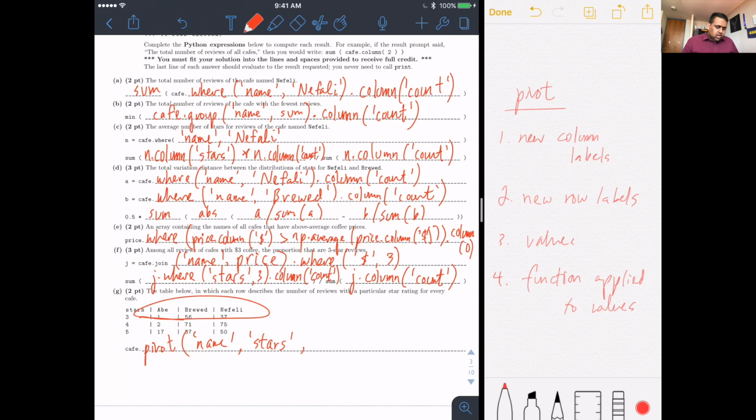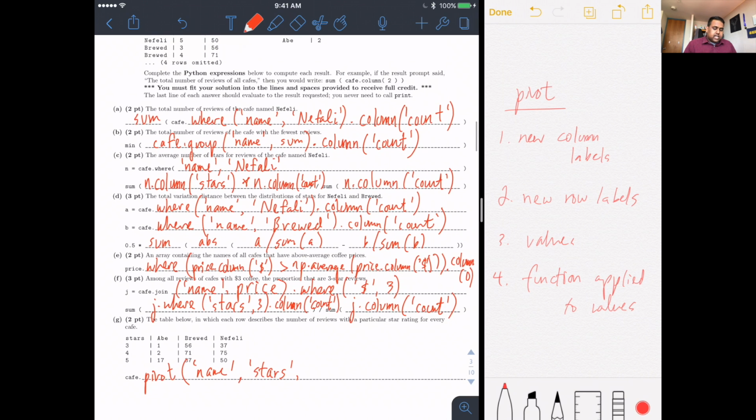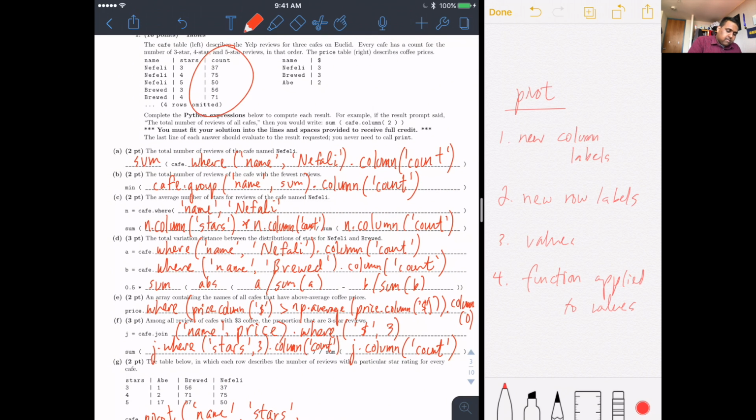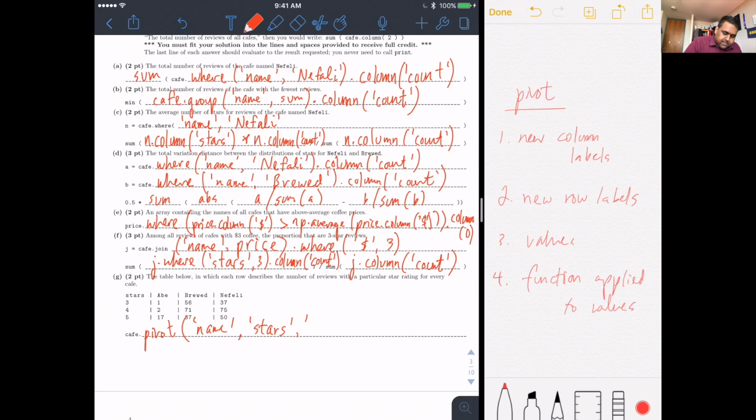Now, if we just left it at this, then we would get the same table, but instead, all these values would be 1. And why is that? Because 5-star Brood, that's one possible combination. Like 4-star reviews of Nafali, that's another possible combination. So we kind of need to specify which values these cells need to take, right? And in this case, these values are coming from the count column from before. So we kind of need to specify that.